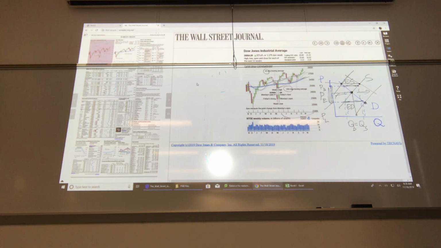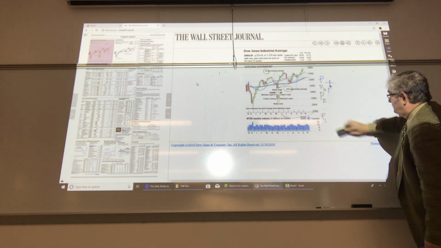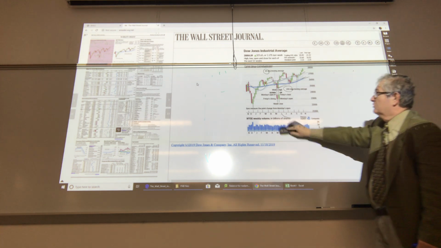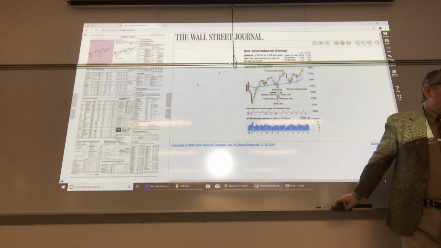Why? Because people have different expectations. As a result, we change the prices. And as we change the prices, we move the economy, and in that particular case, we move the stock market. The same thing is happening with the bond market.